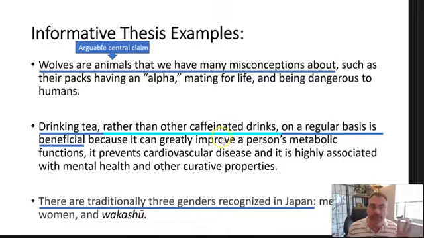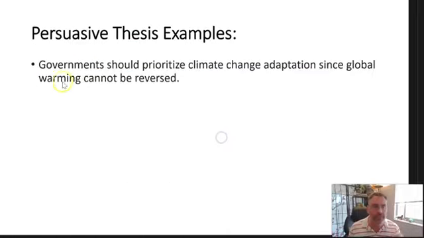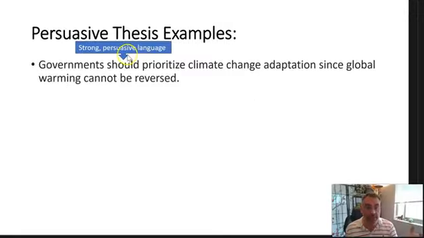Persuasive thesis statements are a little different. Let's look at some of those. So for this one, governments should prioritize climate change adaptation since global warming cannot be reversed. So we have strong persuasive language, right? You're saying should. It should happen. That's the difference between a persuasive and an informative thesis statement.